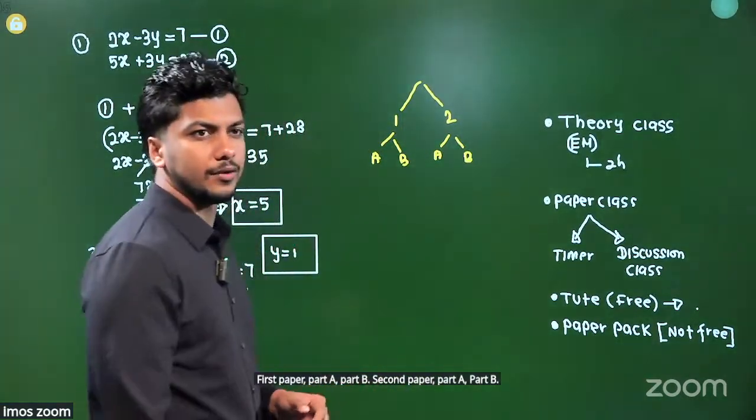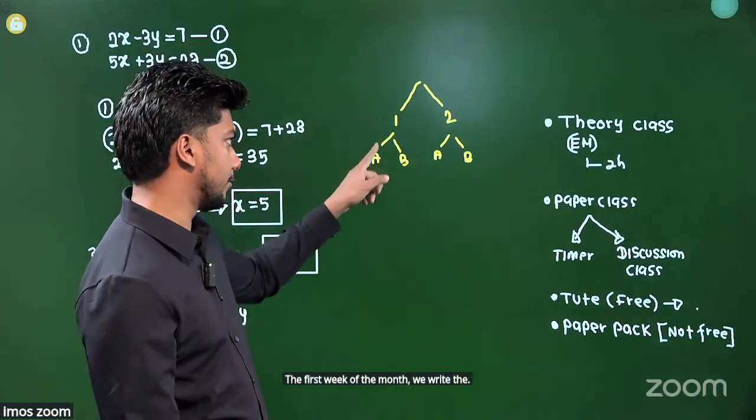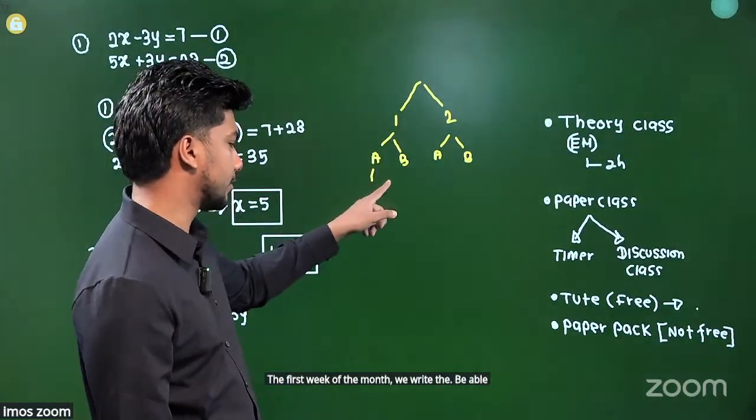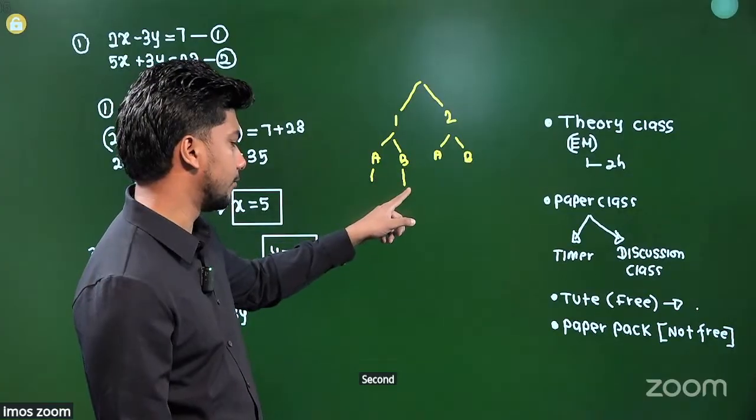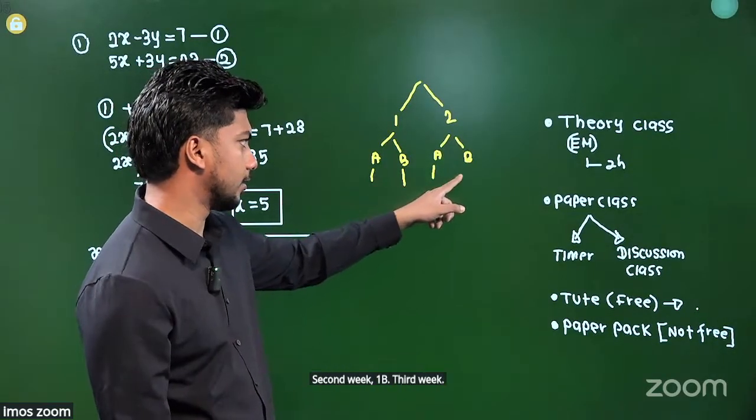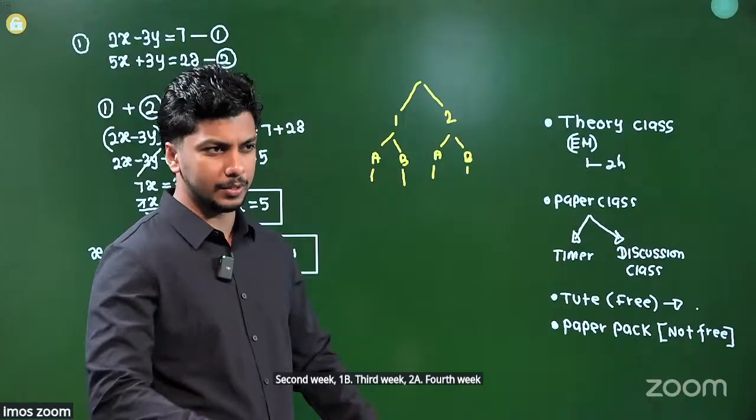The first week of the month we write paper 1A. Second week 1B. Third week 2A. Fourth week 2B. And we complete the full paper each month.